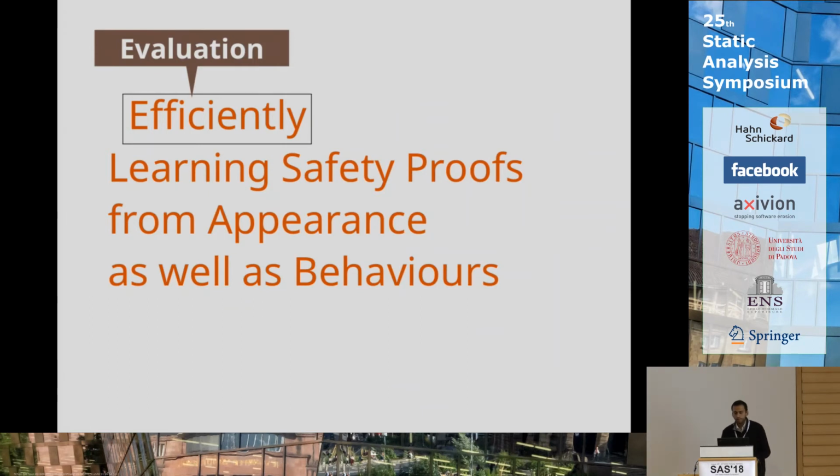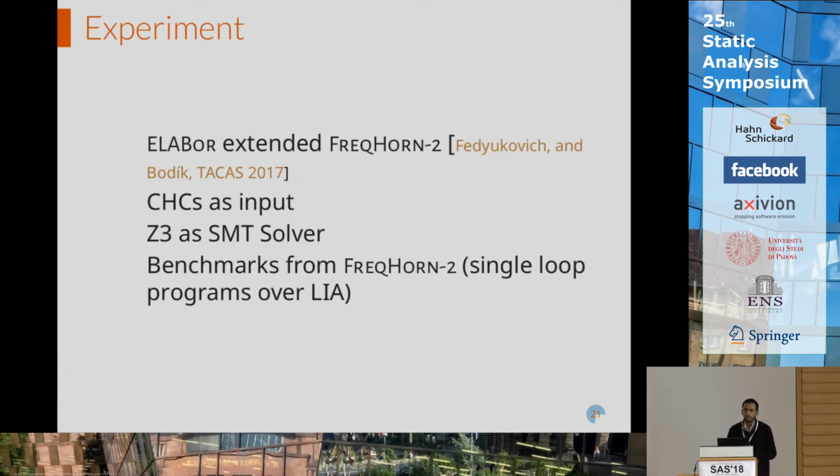Now, to evaluate our approach, we implemented it in a tool called Algebraic, which stands for our title, and which is an extension of FreeCon2. FreeCon2 was the latest at that time. We take constraint Horn clauses as input, and we use Z3 as the SMT solver. The benchmarks that we used were from FreeCon2 itself, which were single loop programs over linear integer arithmetic.